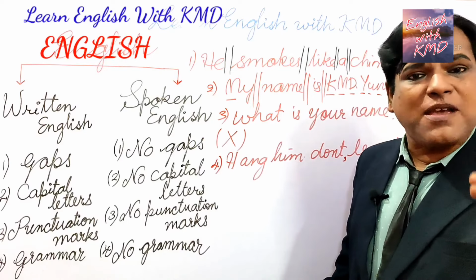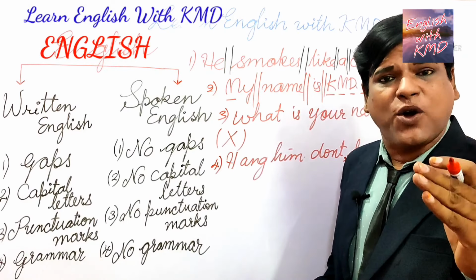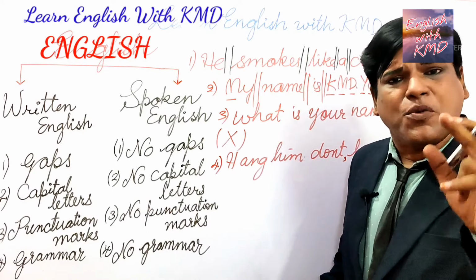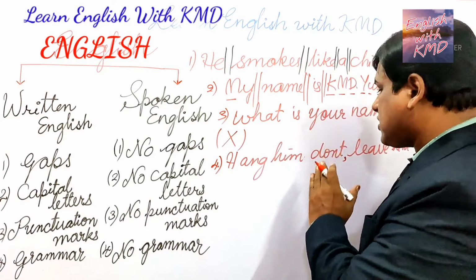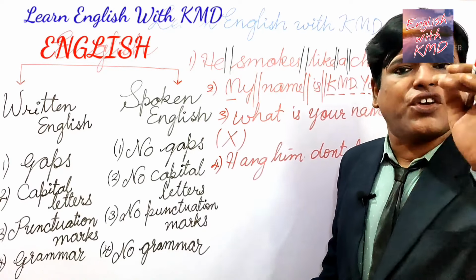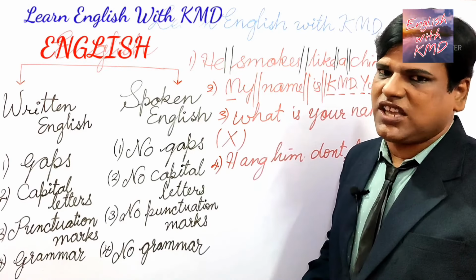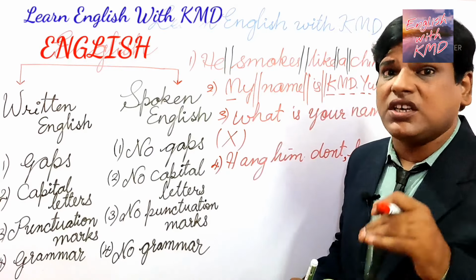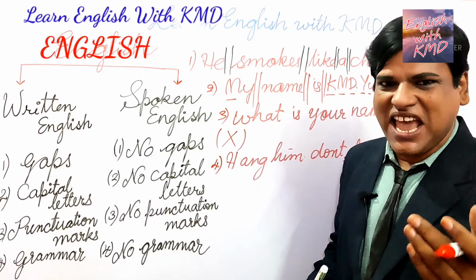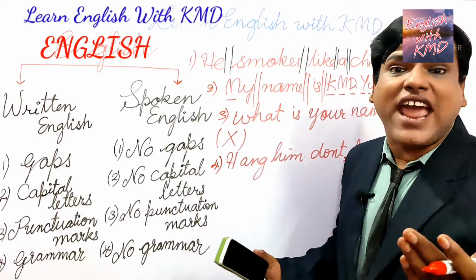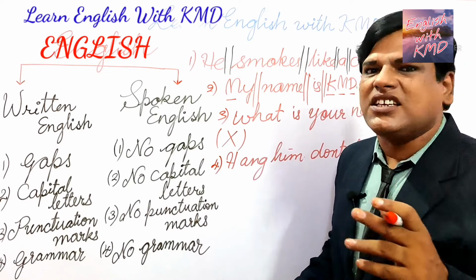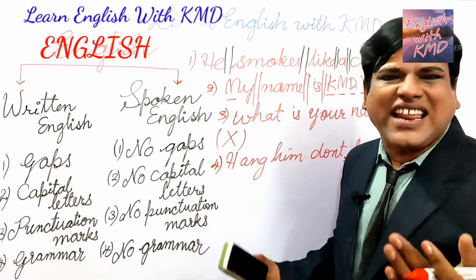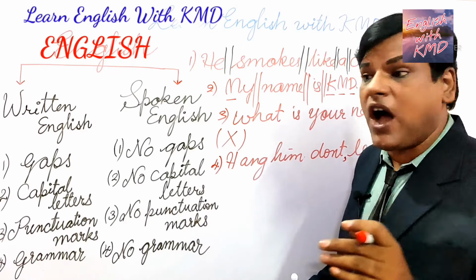Now, I want you to read out the sentence written on the board very carefully for the second time, but this time you have to make sure that there's a comma after the third word, not after the second word. Now read out the sentence: hang him, don't leave him. Yes, you heard me correct. Hang him, don't leave him, which means don't kill him, let him go. Don't finish him, let him go.